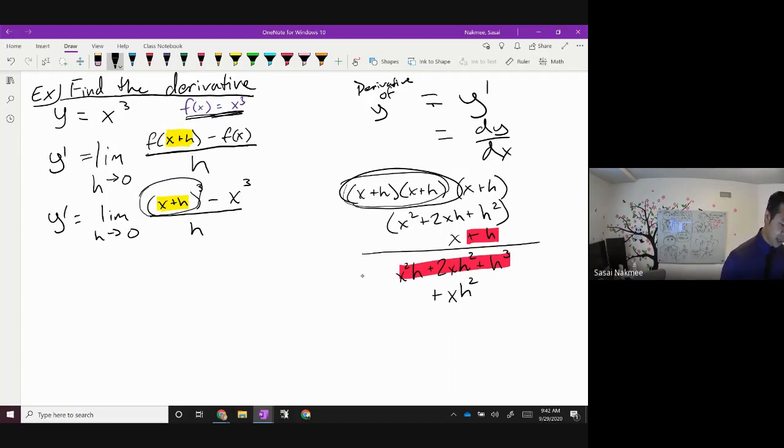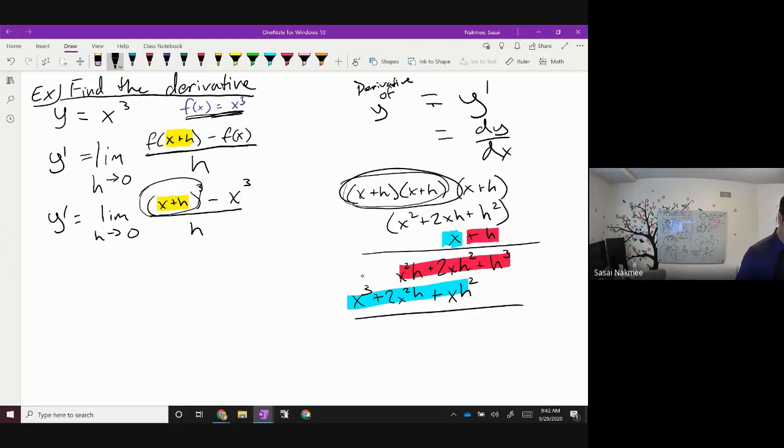X times 2xh is going to give me a positive 2x squared h, and then x times x squared is going to give me x cubed. And again, if you're confused on how I'm getting these, I'm just multiplying this with everything above it here. Most people use the Punnett square to do it. I just multiply it this way. Punnett square is fine as well if you want to do it that way.